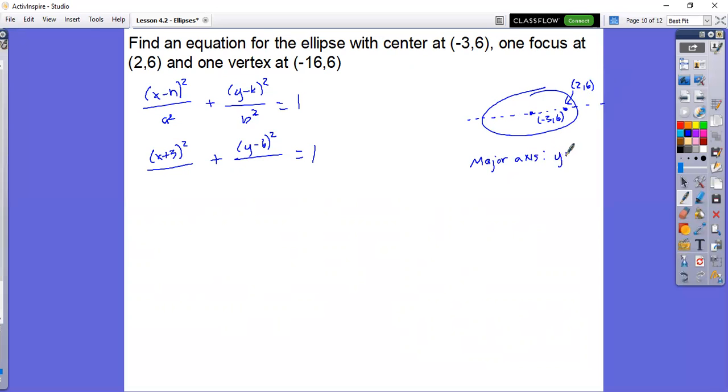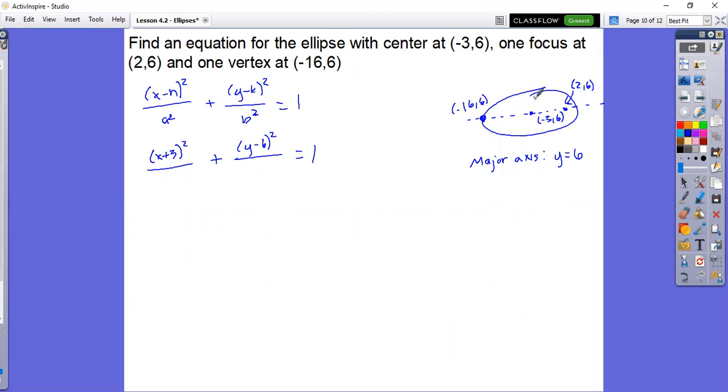So actually right here, the major axis would be y equals 6. I can tell that because it's going to be a horizontal line that goes through these two, and specifically, both of these have a y value of 6. This major axis will be y equals 6. And then it also has a vertex at -16, 6. So right here, this is -16, 6. So from here, I can figure out a few things.